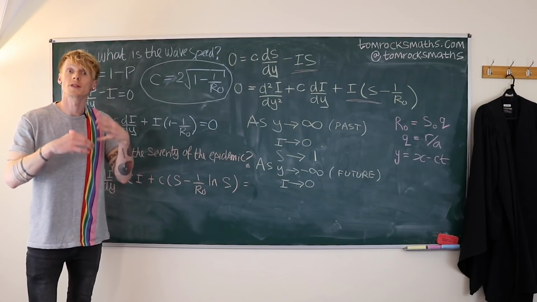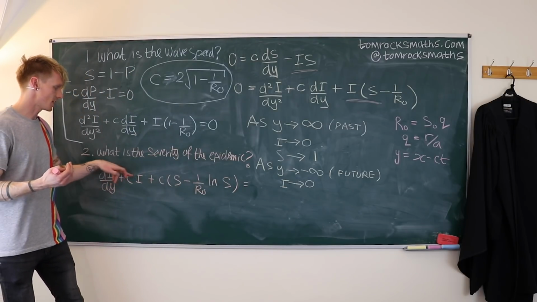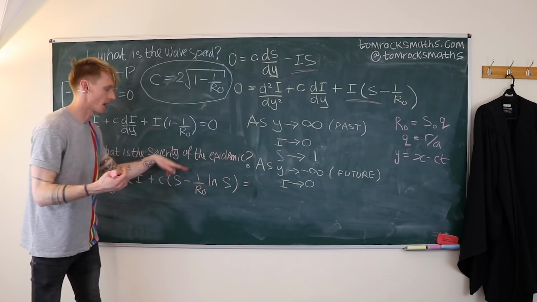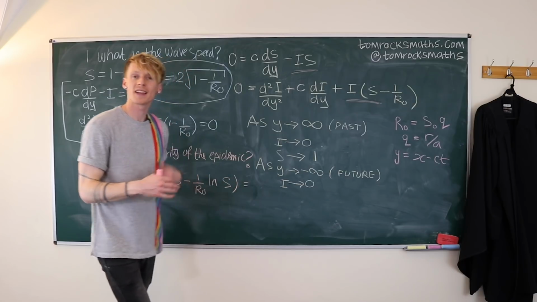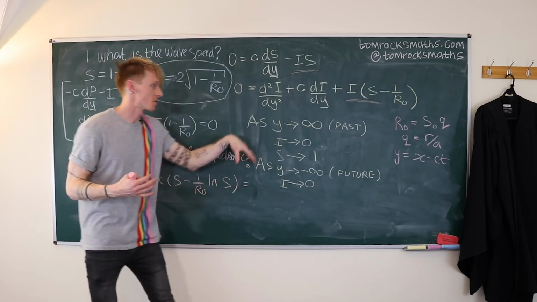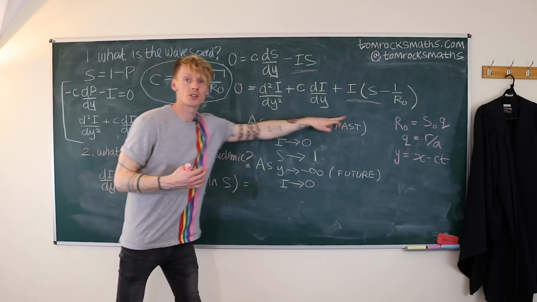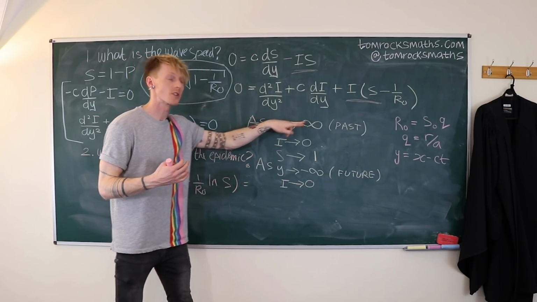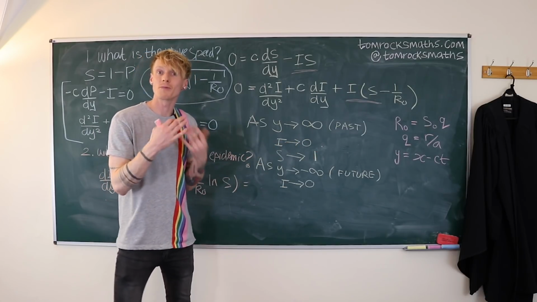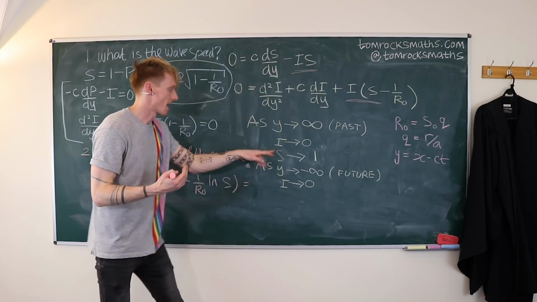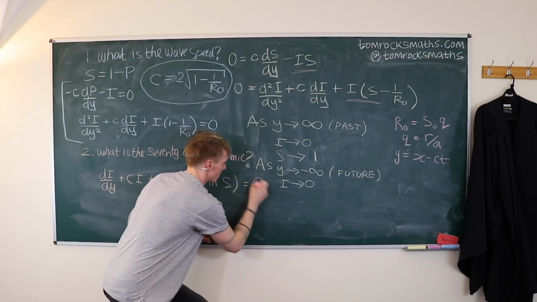Having made the substitution and done the integration, we get the following equation: di by dy plus c times I plus c multiplied by s minus 1 over r0 log s is equal to a constant. And to calculate the value of the constant, we have to use our initial or boundary conditions. So here, if we go back to the past, so we let y go to infinity, then I must go to 0, and so the derivative di by dy will also go to 0, and s will go to 1. So if we substitute those values in here, this gives you the value C.